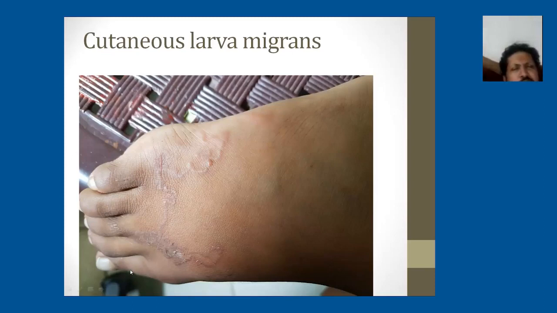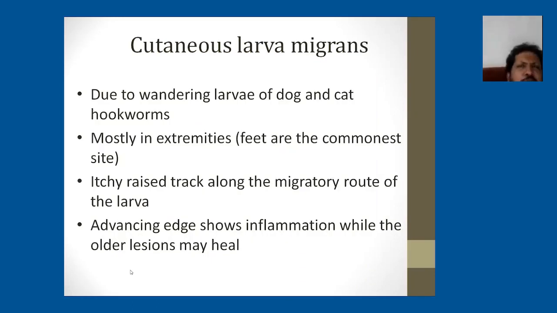parasites, right? So hookworms, roundworms. The hookworm of the dog or cat causes cutaneous larva migrans, whereas the roundworms of the dog or cat can cause visceral larva migrans. Again, it's not common in our country. Cutaneous larva migrans is commonly seen in children or adults who come into contact with soil or grass which has been contaminated with animal feces.